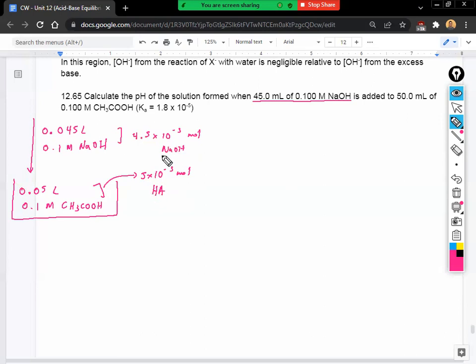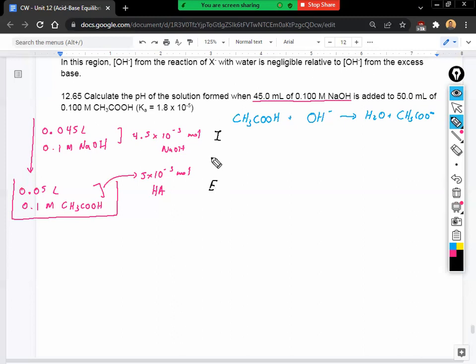Okay, now if we take a look at these two, which one has priority in terms of dissociation? Yeah, NaOH, a strong base, will have priority in dissociation. So we're going to write the chemical equation. Acetic acid is going to react with the hydroxide because it dissociates completely, and it's going to form water and acetate. Then we're going to set up our ice table.